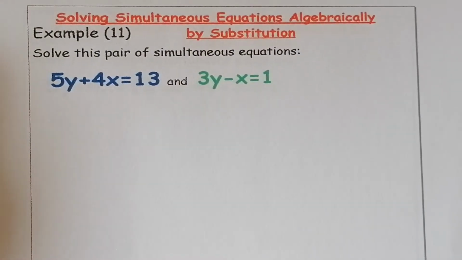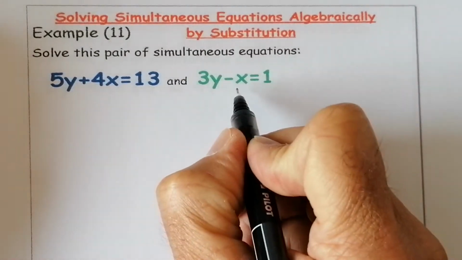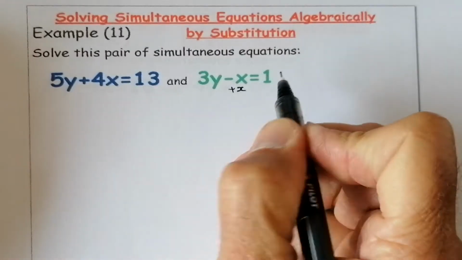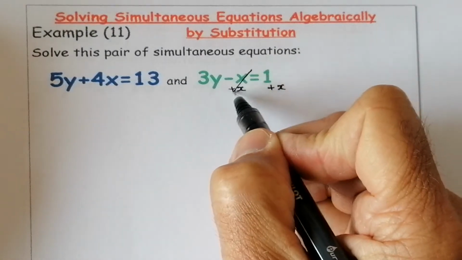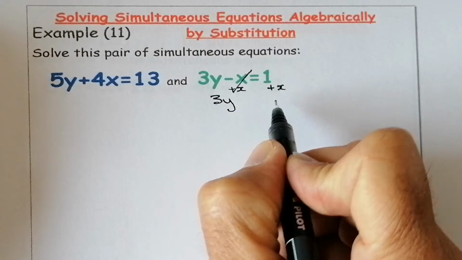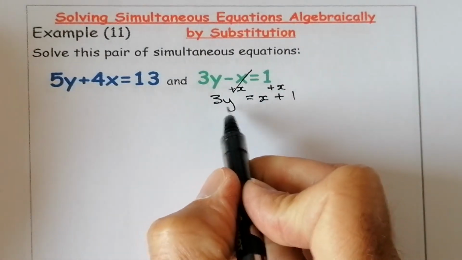So these will get gradually a bit more difficult, and we'll start using a bit of fractions. So change one of the equations to y equals. I'm going for this one here. I'm going to add x onto this side, and add x onto that side there. That will get eliminated, and that will leave me with 3y is equal to x plus 1.